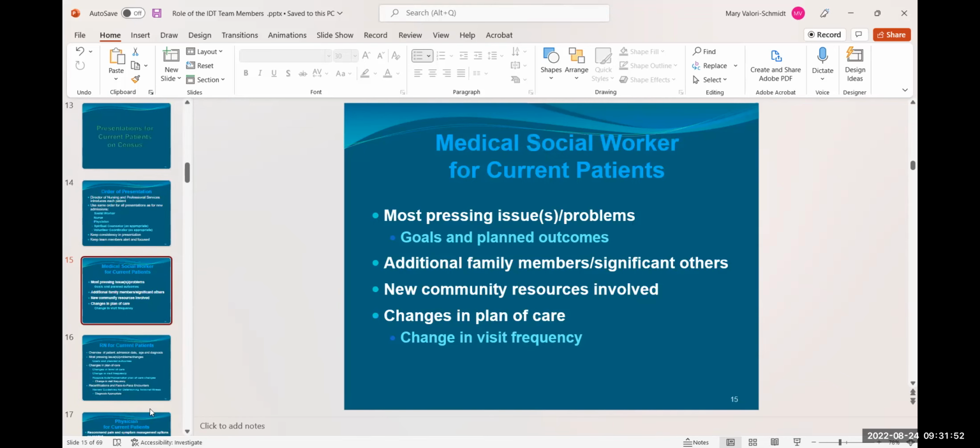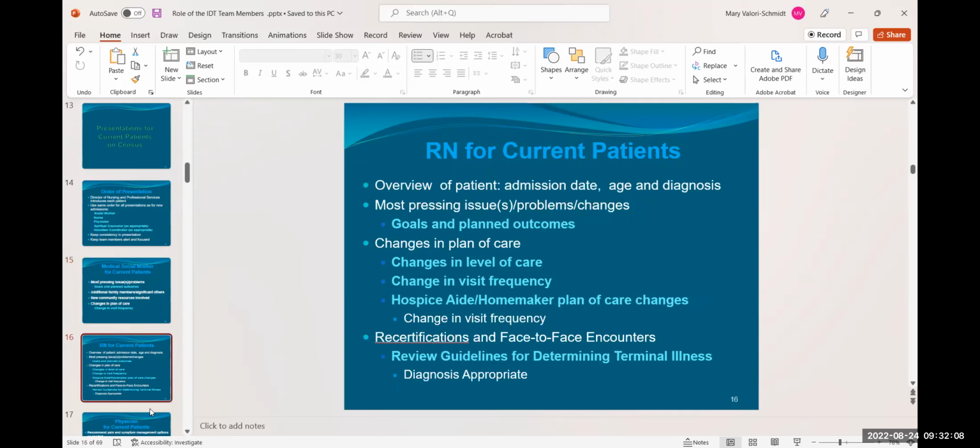So the social worker for the current patients: what are the most pressing issues now? Are there any community resources involved that weren't before? Are there any new family members? "Hey, the estranged son just showed up last week." And any change in the plan of care, change in the visit frequency?